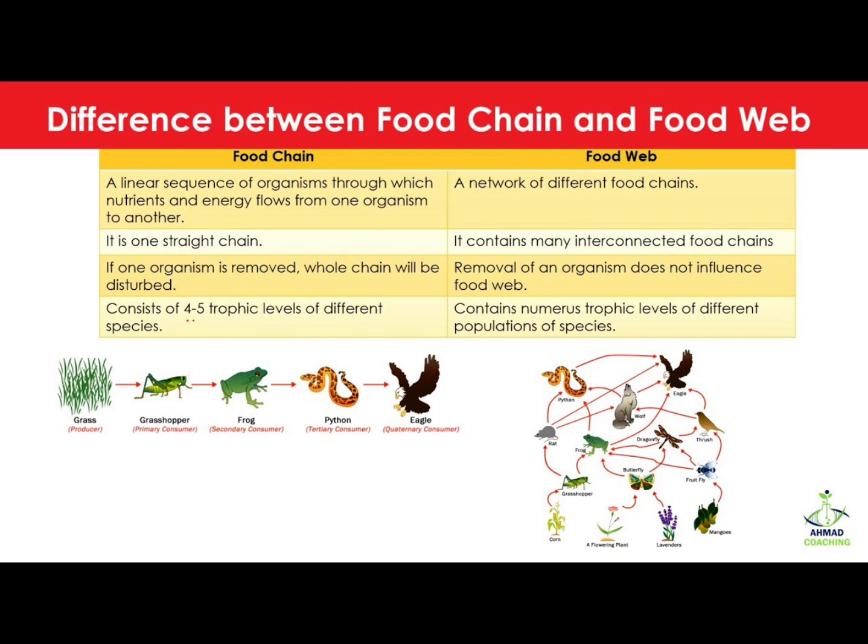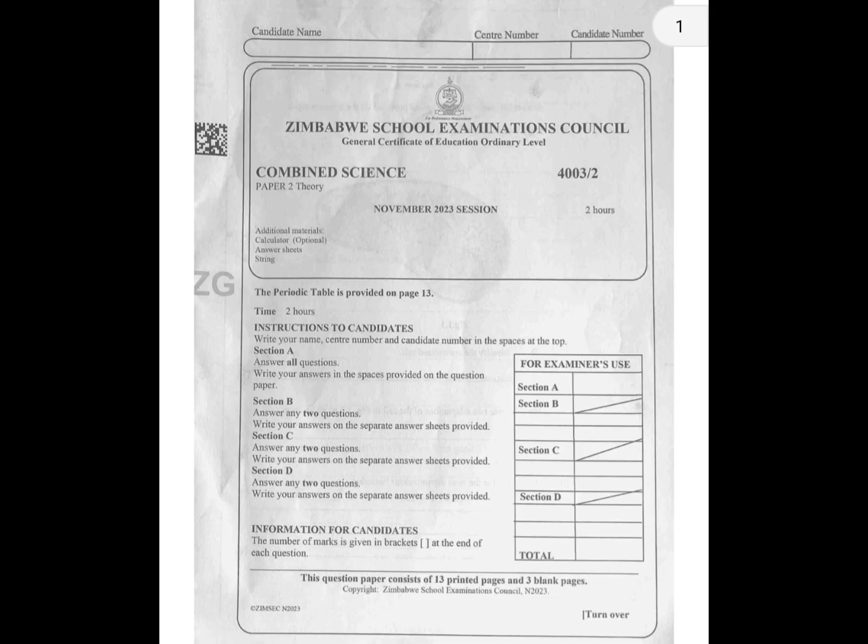You also need to know the differences between food chains and food webs under this topic. A food chain is a linear sequence of organisms. A food web is a complex network of interconnected food chains. A food chain follows a single path, whilst a food web shows multiple feeding relationships. A food chain is less flexible. Disruption can have a large impact, whilst a food web is more flexible. Alternative food sources exist.